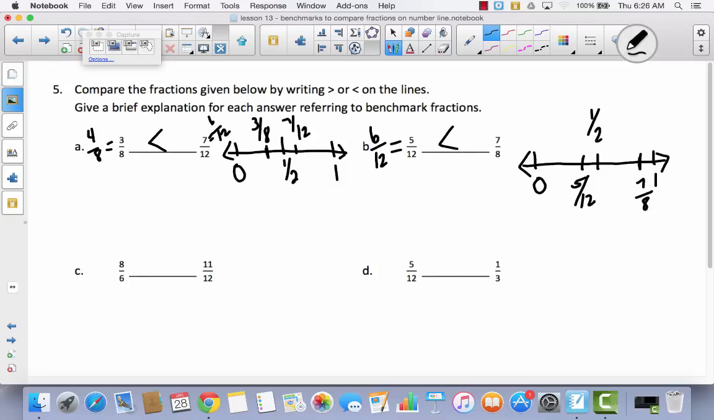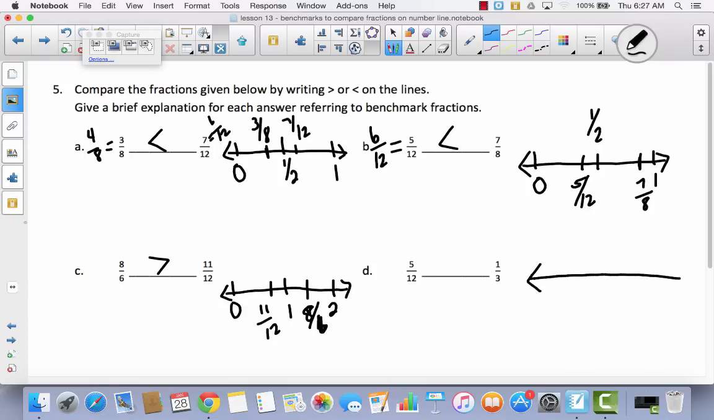Okay, now let's take a look at these two fractions. Now, 8 is greater than 6. So first of all, I know that this fraction is greater than 1. 11 is less than 12. So I know that this fraction is less than 1. So look at this number line. So if I have 0, 1, and 2, I know that 11/12 is less than 1. And I know that 8/6 is greater than 1. That's all I need to know. I don't have to divide this number line into 8s and 12s. I can take a look right here and see that 11/12 comes before 8/6. So 8/6 is greater than 11/12.